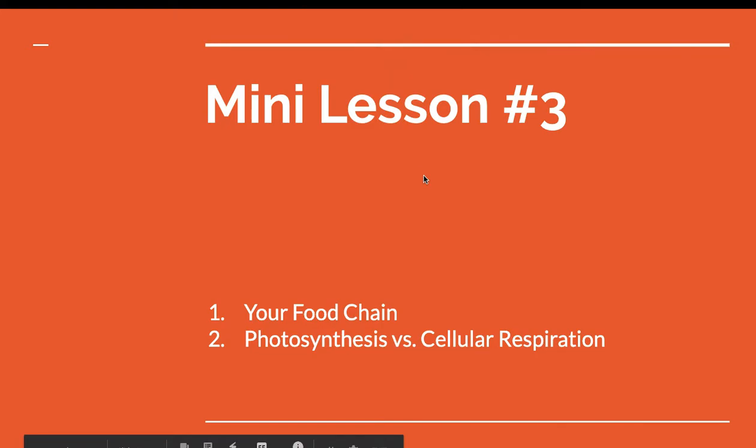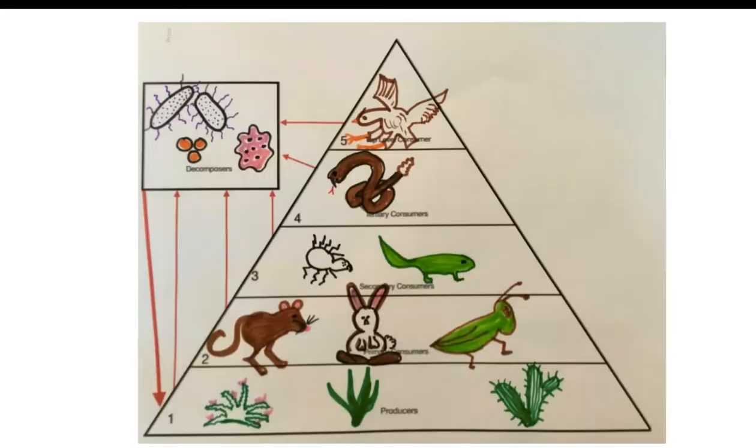Here's what we're going to do today. I'm going to talk to you real quickly about your food chain assignment, and then we're going to go over some information for your notes for photosynthesis and cellular respiration. So we'll get started. I'm just going to show you my energy pyramid for the desert animals in my desert ecosystem.